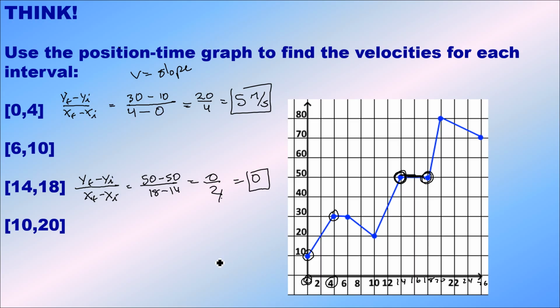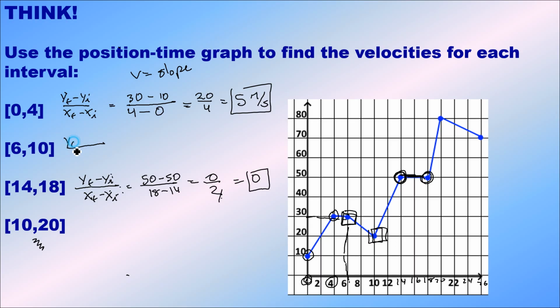I lied. Let's do one more. And then I think you'll do this 6 to 10. Nah, you'll do the 10 to 20. You're going to do this one. I'll do this one. So 6 to 10. 6 is right here. Do you see what I mean? Like here's 6. So we're right here. And then 10 is right here.